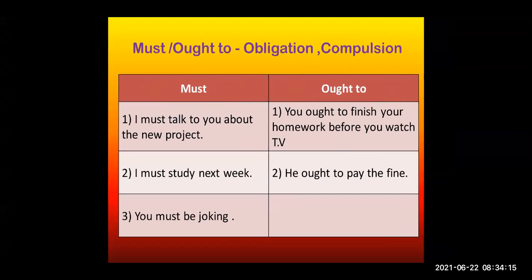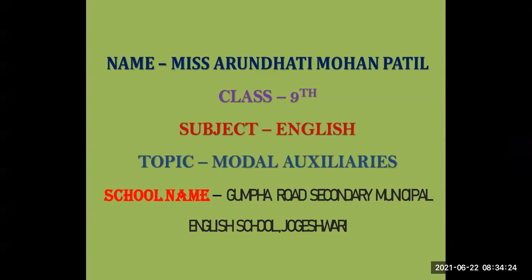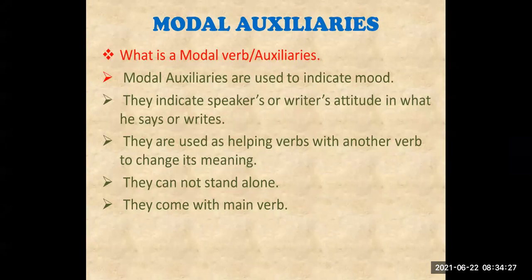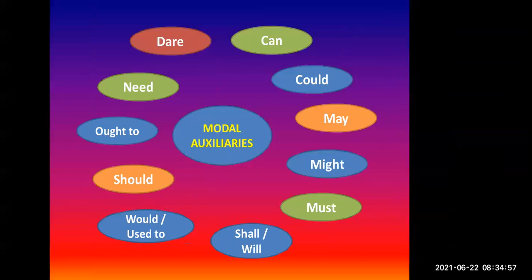Let's revise which modal auxiliaries we have seen here. First, we have seen what is meant by modal auxiliaries. Modal auxiliaries are used to indicate mood. They indicate the speaker's or writer's attitude in what he says or writes. They are used as helping verbs with another word to change its meaning. They cannot stand alone, and they come with a main verb. There are a total of 13 modal auxiliaries: can, could, may, might, must, shall, will, would, used to, should, ought to, need, and dare.